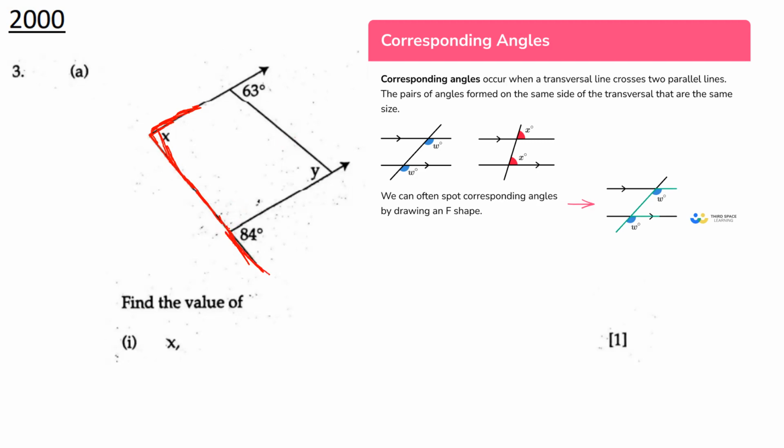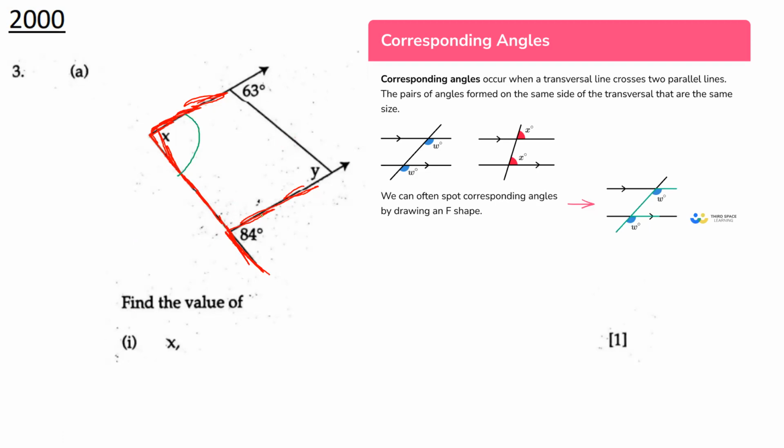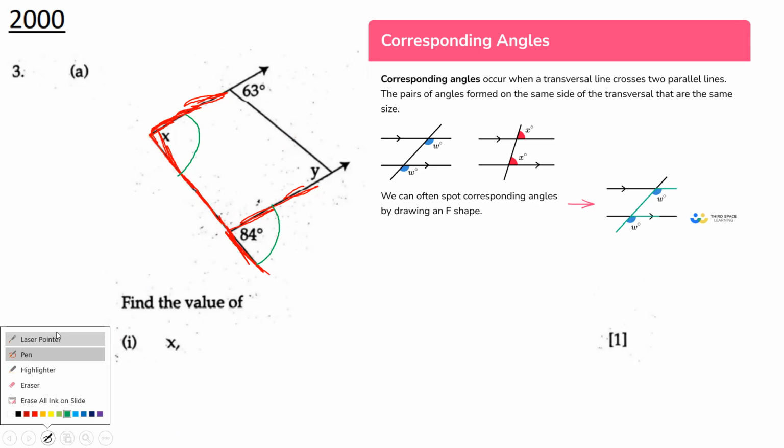Okay. And over on the side here, that means that that's F. So what else do we have? We have corresponding angles. If we have an angle here, which is X, and an angle here, which is X, then both of them are equal because they are corresponding angles. So X is going to be equal to 84 degrees. That's what X is.